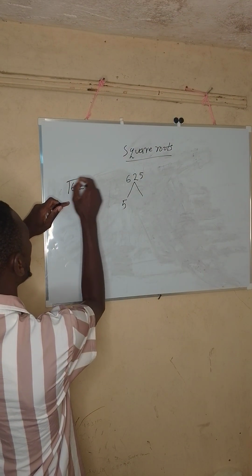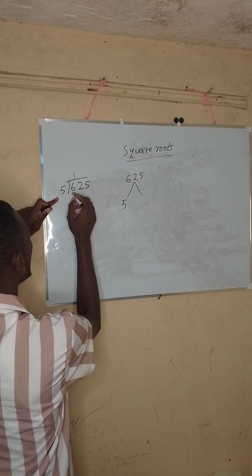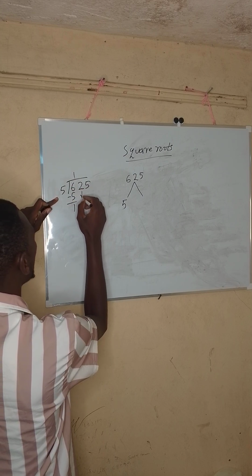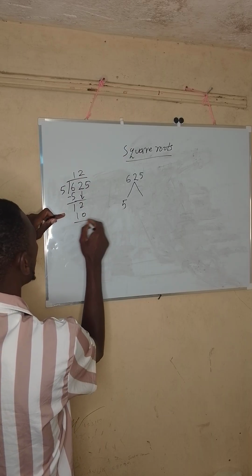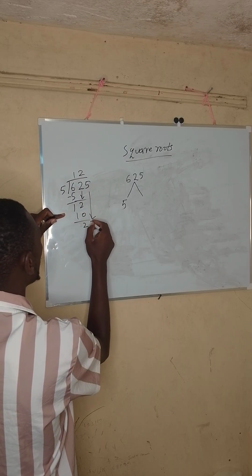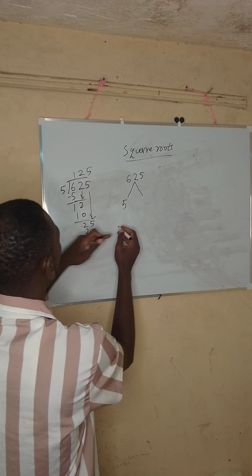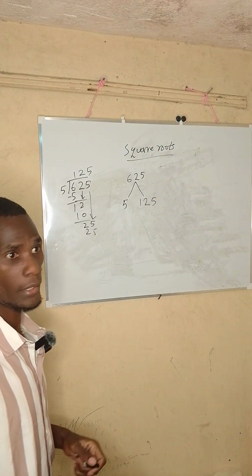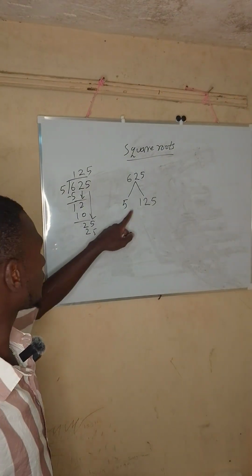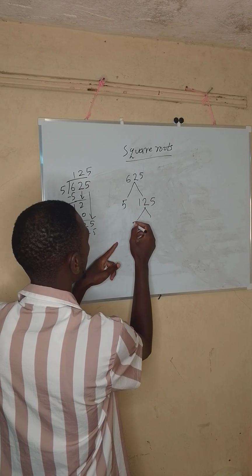625 by 5. So 5 goes into 6, 1, which is 5, remainder 1, bring down 2. 5 goes into 12 2 times, which is 10, remainder 2. You bring down 5. 5 goes into 25 5 times, which is 25. So we have 125. The same, we check if this 5 can still divide this number, we continue with it. Of course, it can divide.